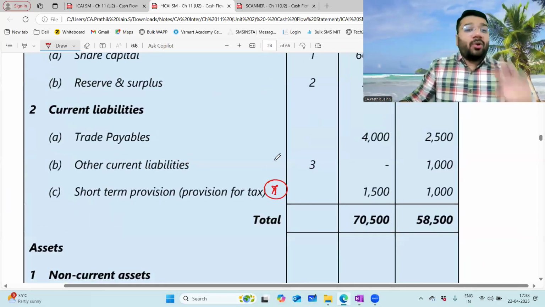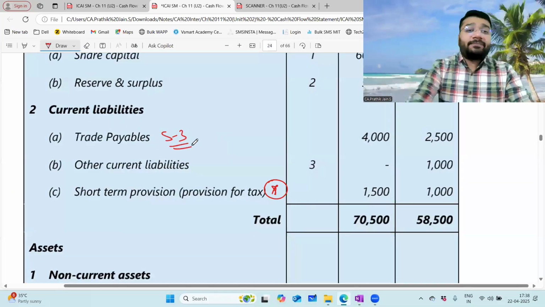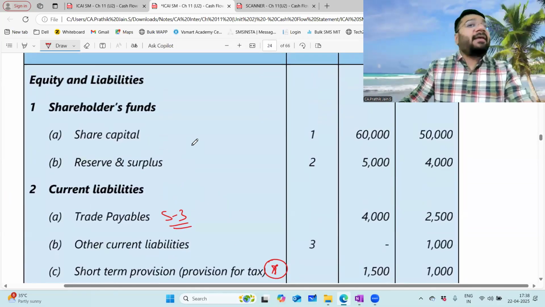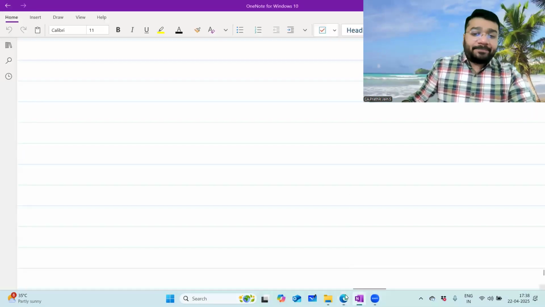Other current liability, there's a note number. Leave it. Trade payable, note number. So this will affect my segment 3. Reserves and surplus, share capital taken care of. Any problem so far? No problem. So can we start preparing?